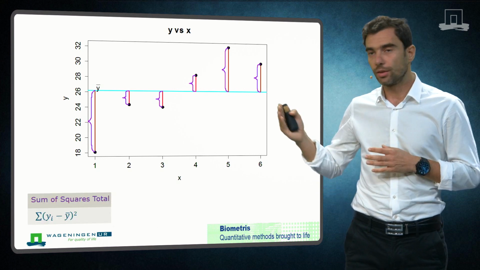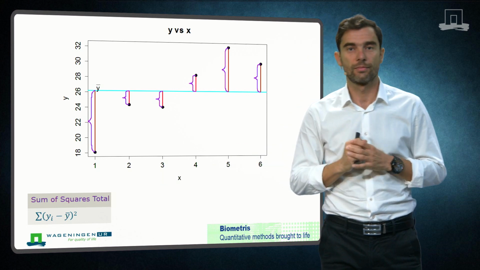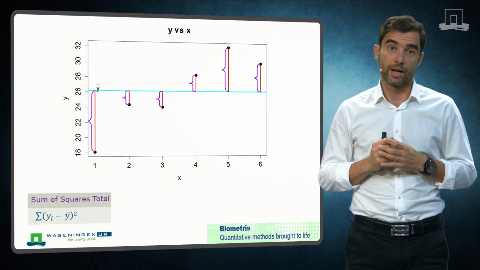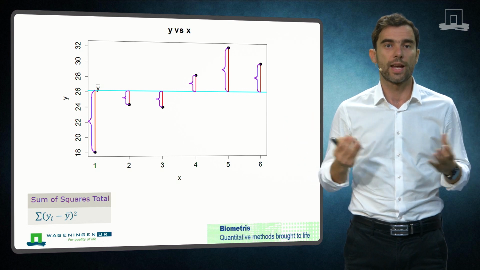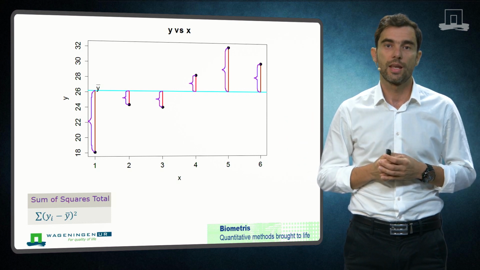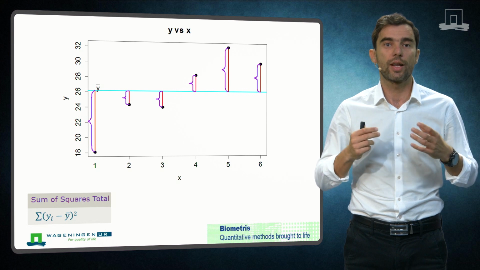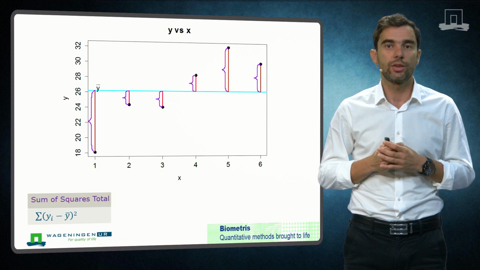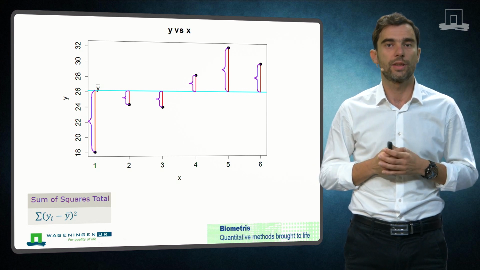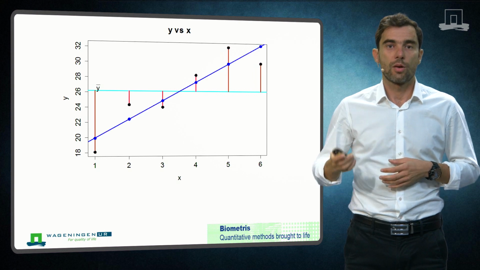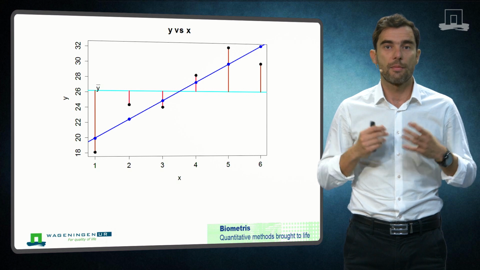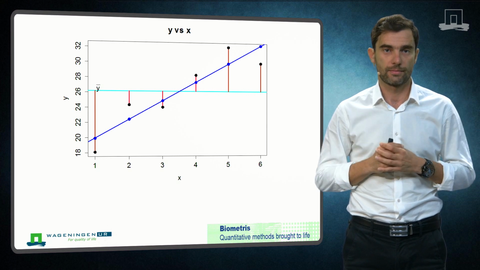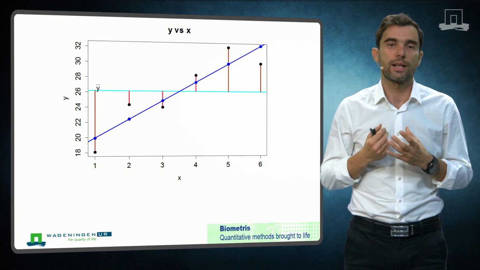In a formula, it looks like this. Total sum of squares equals the sum of all squared differences between observations yi and their mean y bar. This is the total sum of squares that we will try to partially explain by introducing the variable x into the game. When we fit the regression model, which is this line, we look for the line that matches our data at best. Best in a least squares sense.